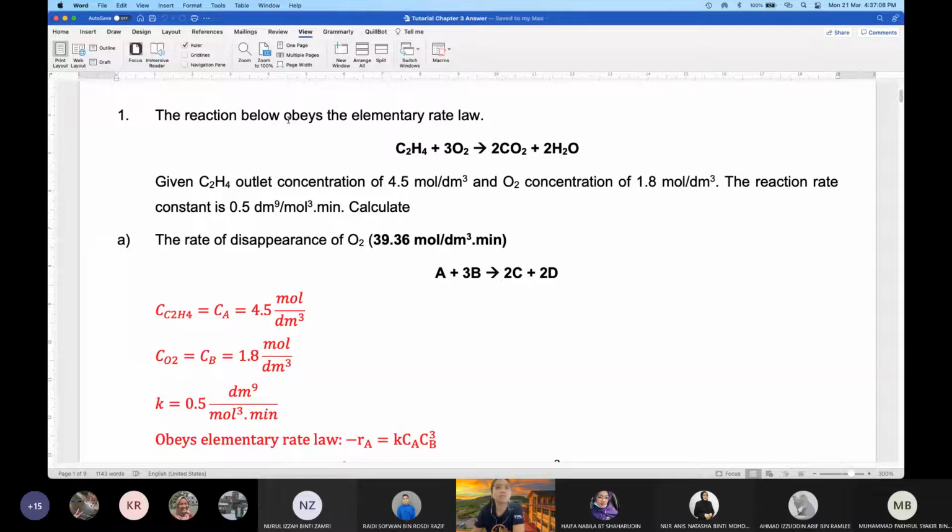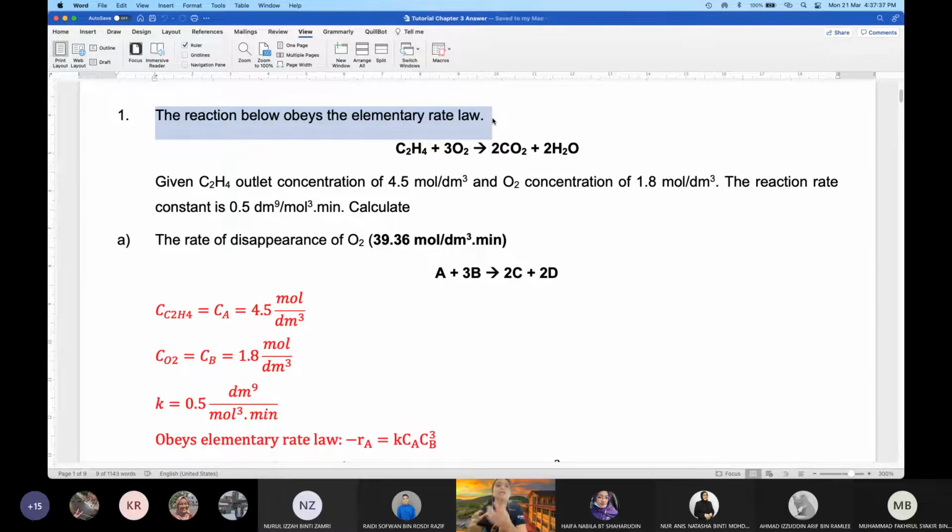Okay, so let us go to the first question. The first question says the reaction below obeys elementary rate law. In chapter 3, we already learned rate law. If you forget, we have 2 types of rate law: either elementary rate law or non-elementary rate law, meaning it's either elementary rate law or not elementary rate law. What's the difference? The difference is in the reaction order.